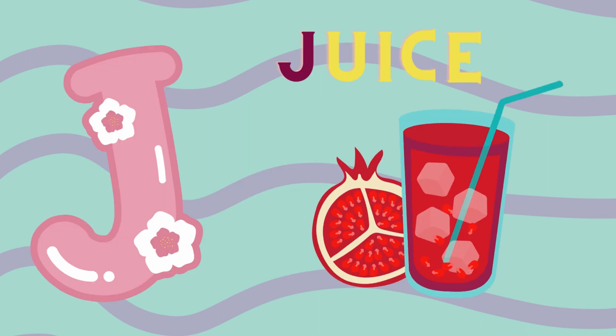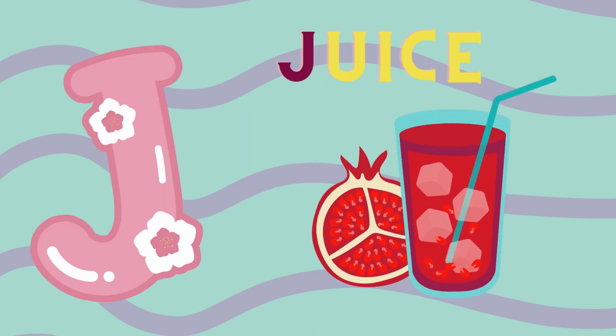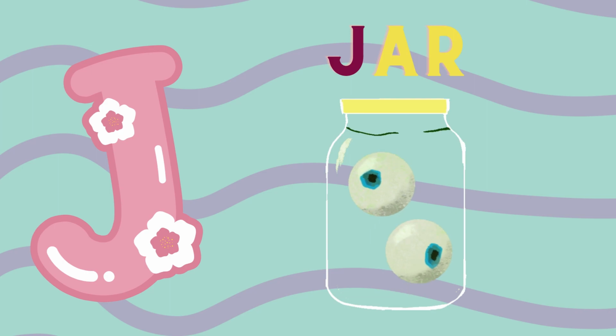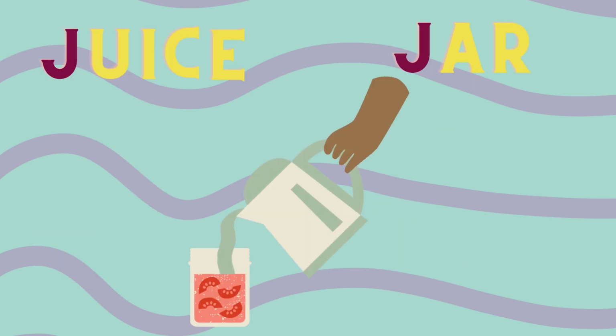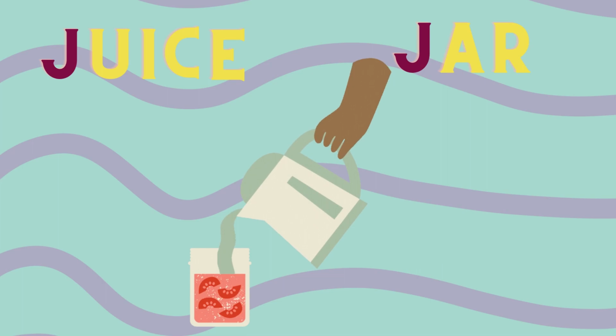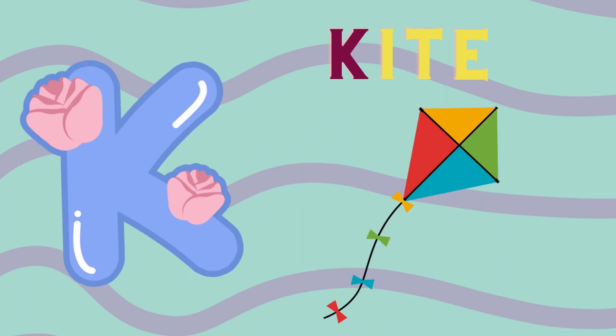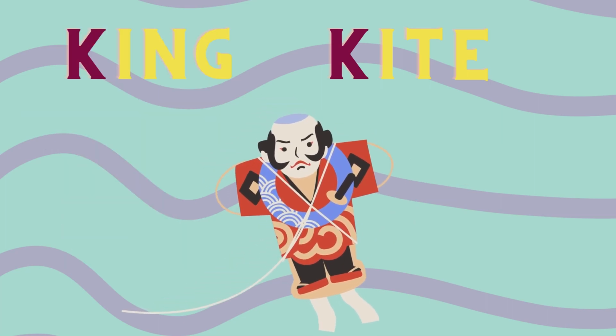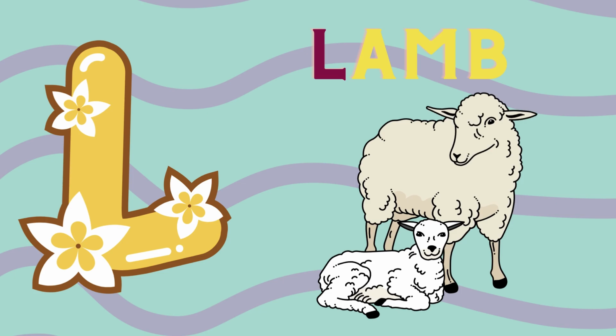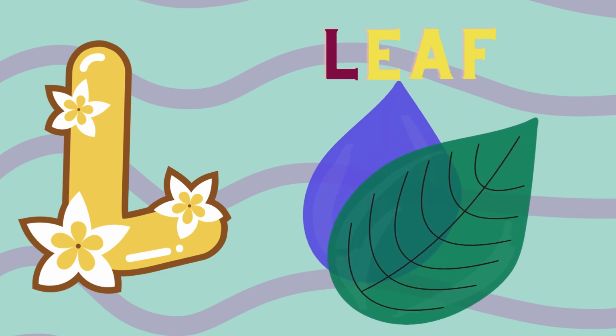J for juice, J for jar, Ja. K for king and K for kite, Ka. L for lamb, L for leaf, La.